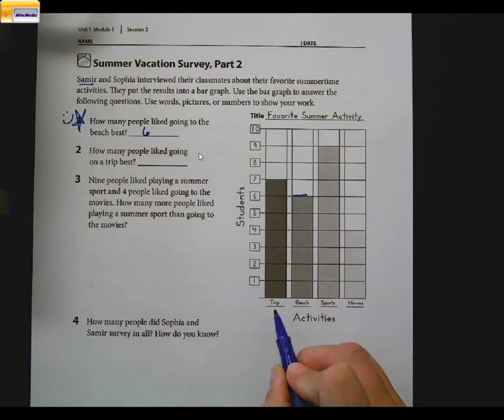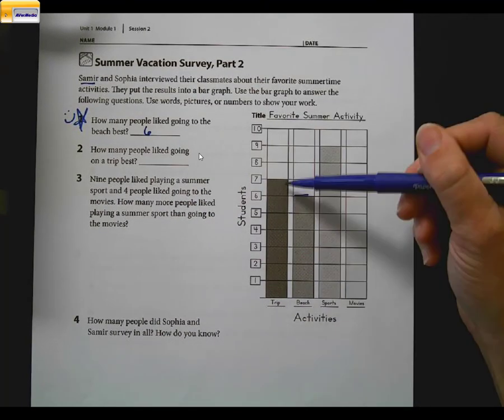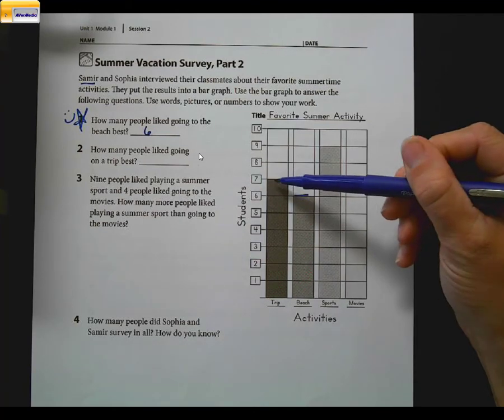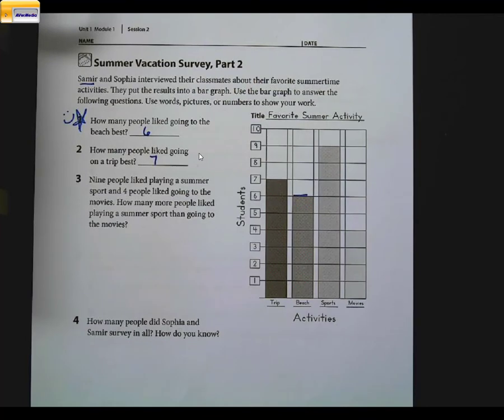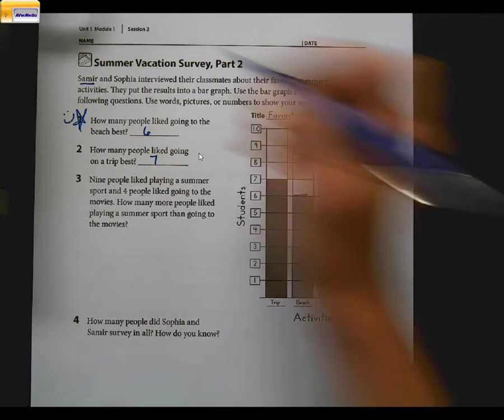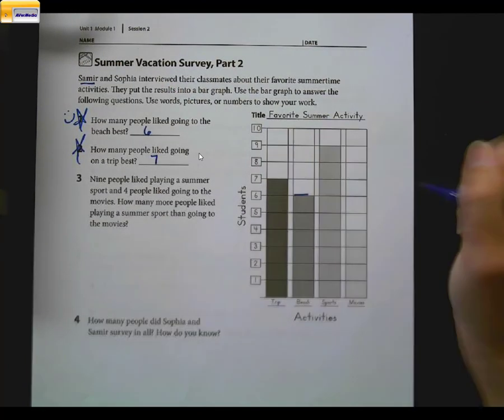Number 2, how many people liked going on a trip best? So for this one, I'm going to go to the trip category, and I'm going to count up or look up and see where it ends, and it ends at 7. So the answer to number 2 is 7. If you're getting these correct, it's because you're understanding how to read a bar graph. So again, you need a positive mark, or you need to write the correct answer over top of your pencil answer.